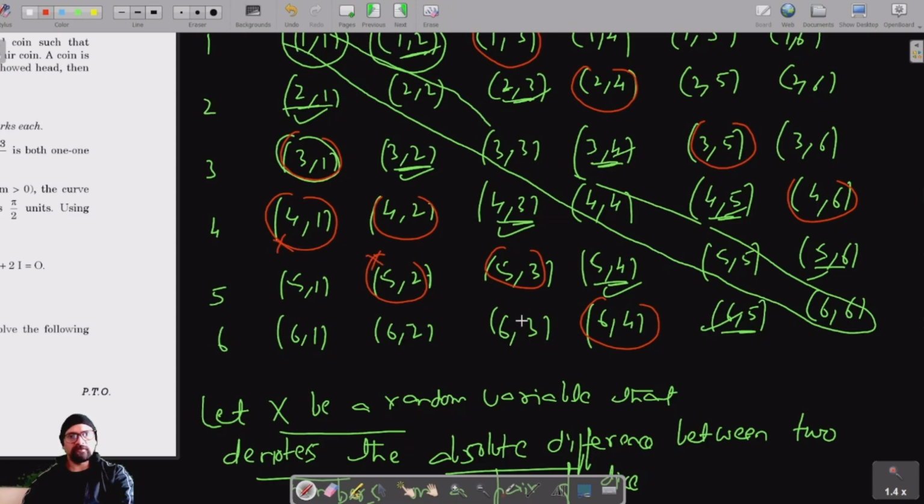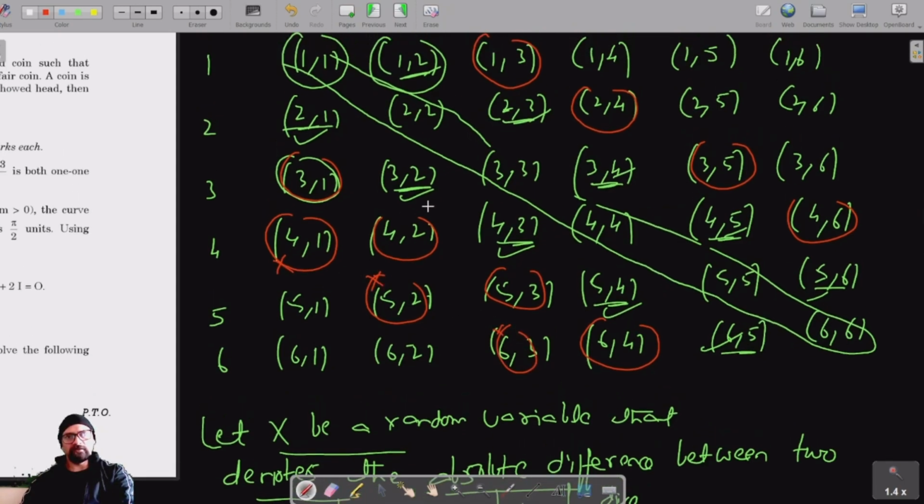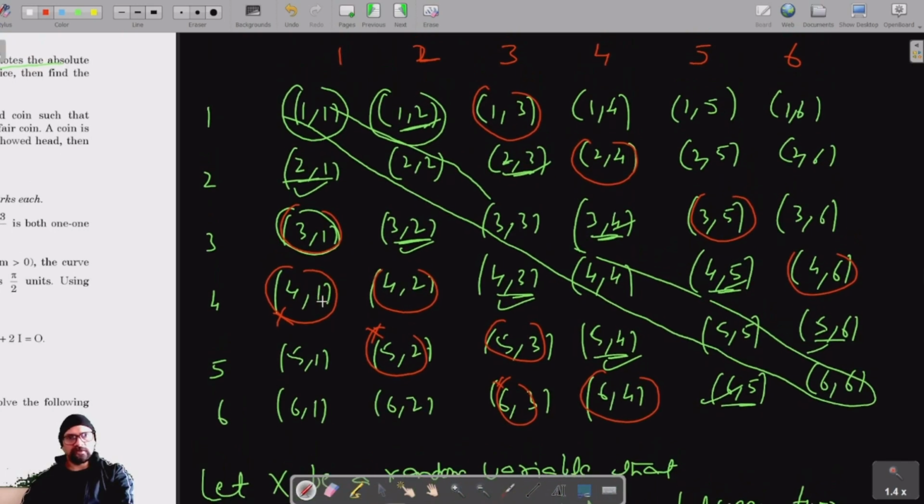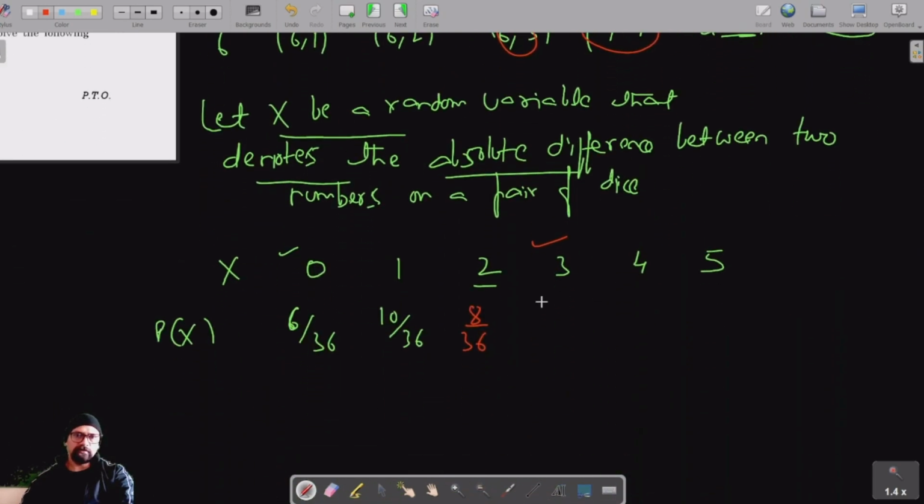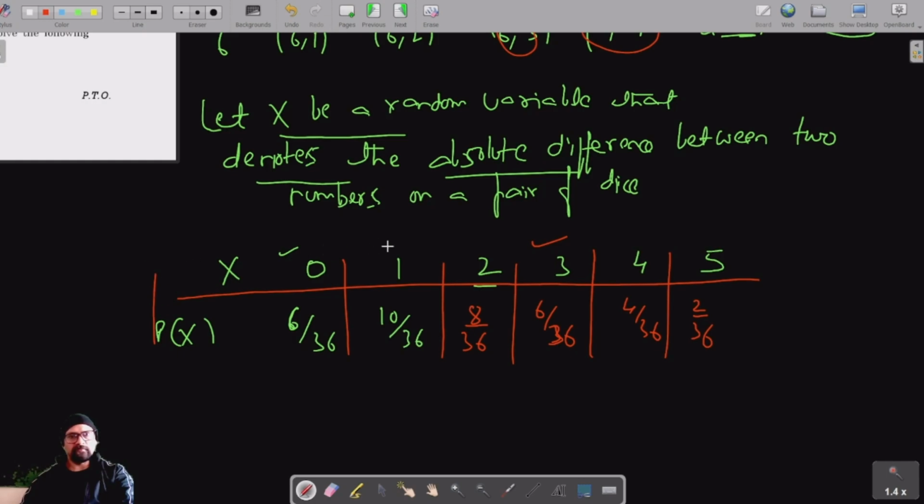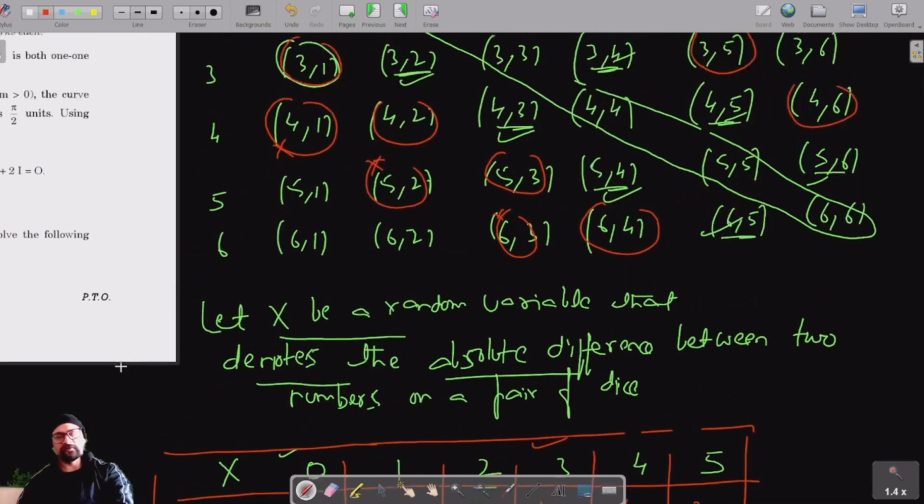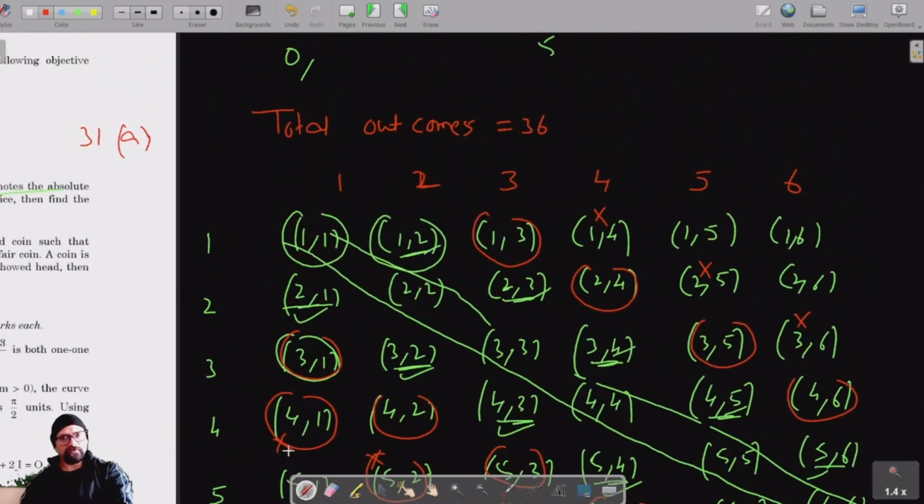Now the absolute difference of 3 occurs on these numbers: 4 1, 5 2, and 6 3, and the numbers change when we change their order: 1 4, 2 5, and 3 6, which is 6 cases. So this is 6 by 36. Similarly, it goes on decreasing: 4 by 36, and for 5, it will be 2 by 36. So this is the probability distribution for the absolute value of the difference of two numbers on a pair of dice. Okay, let's move on to the second part.